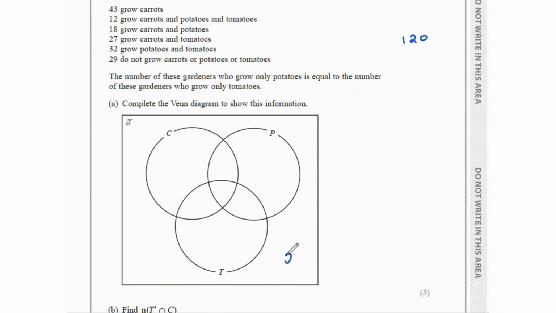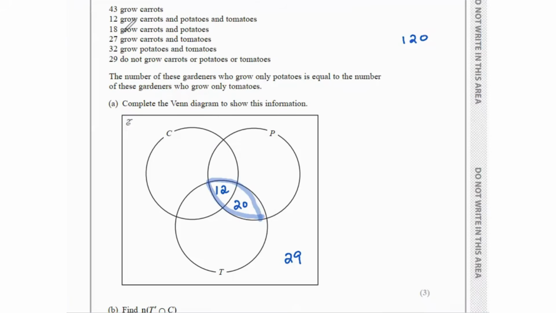We know that 29 do not grow either, and 12 grow all three. 32 grow potatoes and tomatoes, so all of this is 32. A part of 32 is 12, so that means over here it's going to be 20. A lot of kids make the mistake of saying that this part is 32. That's incorrect. 32 is the entire intersection between potatoes and tomatoes. So if a part of it is 12, the remaining is going to be 32 minus 12, which is 20.